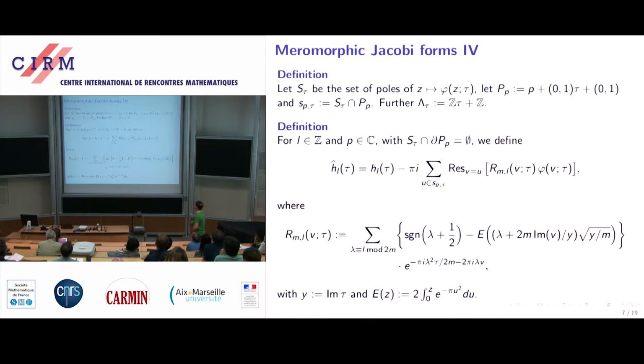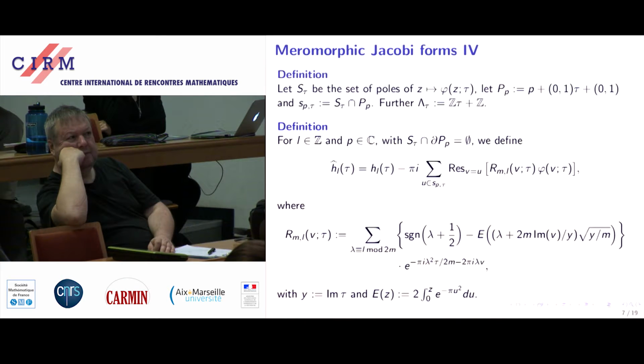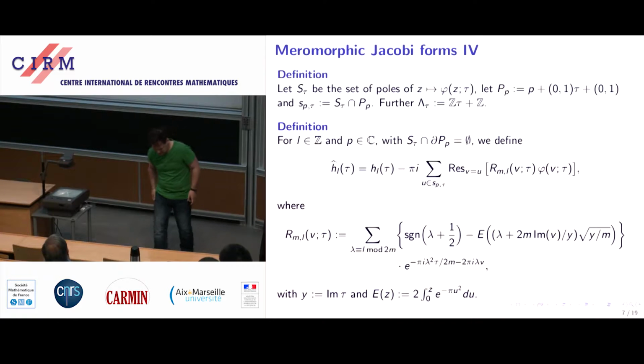Well, that looks really odd, but if you know anything about mock modular forms or mock theta forms, you've probably seen something like this before. It's a very explicit function. That's the whole point. It looks ugly, I agree, but it's very explicit. And in a sense, it's actually not so bad. It's actually nice. But okay, anyway.